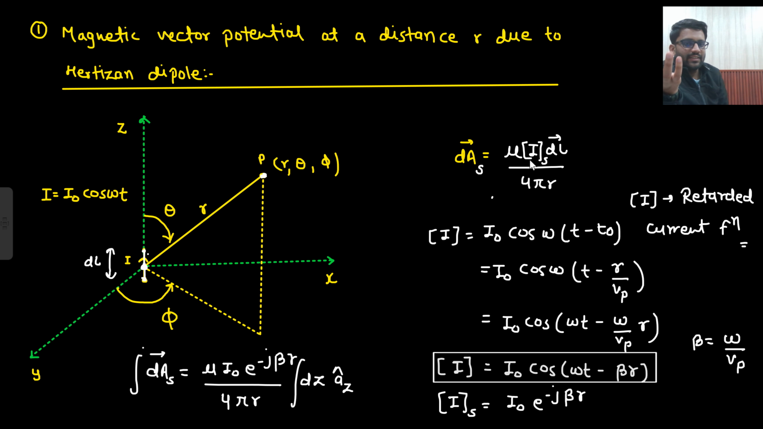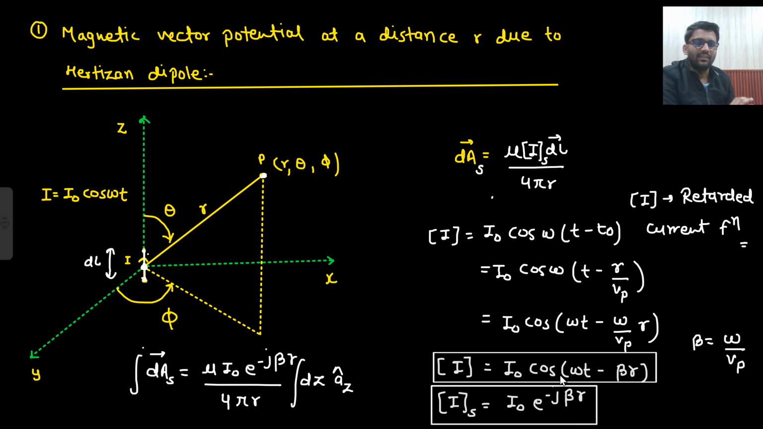Although this calculation was very easy, mu naught upon 4 pi r, dl vector, then what is the calculation? This is the retarded current function. That is the important point. So what is the retarded current function? That is I naught e to the power minus j beta r. You know the process, how it came, and directly now you need to remember that this is my IS.